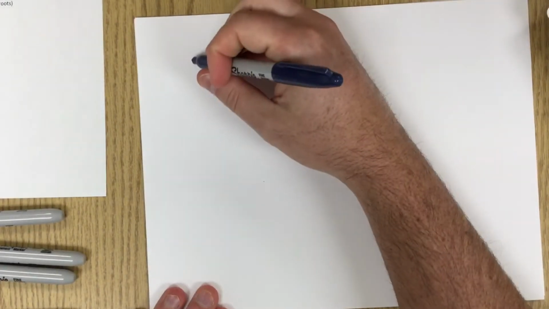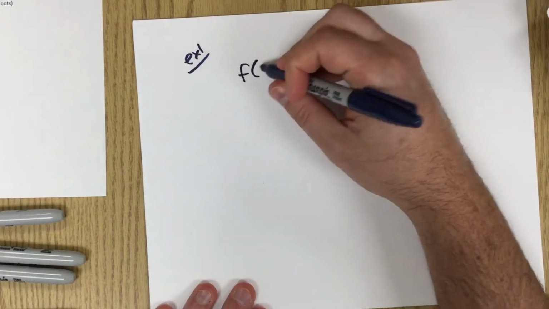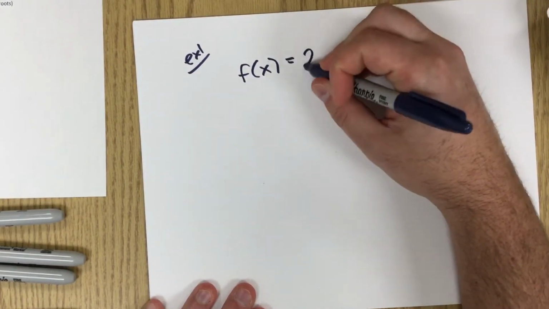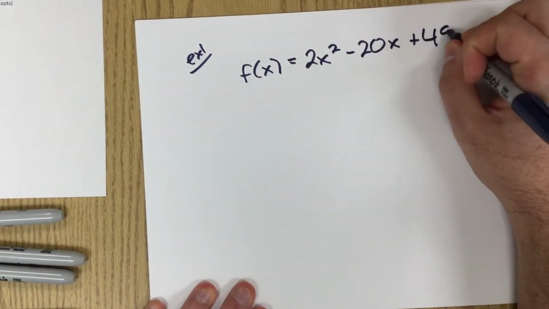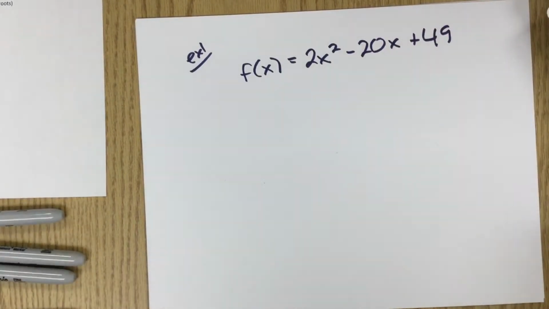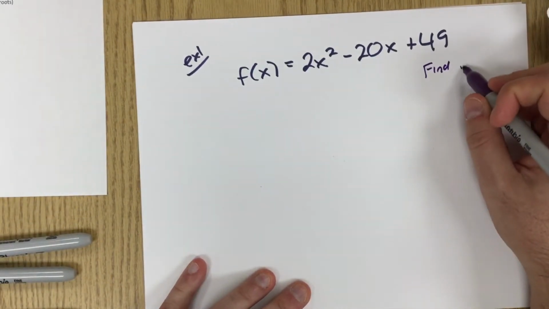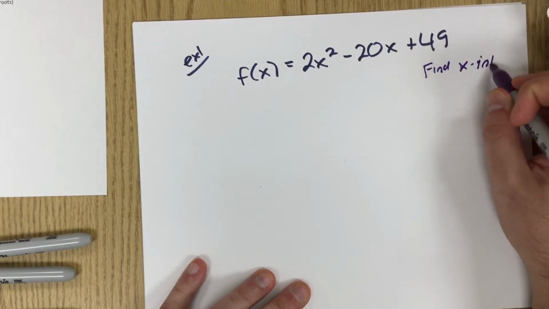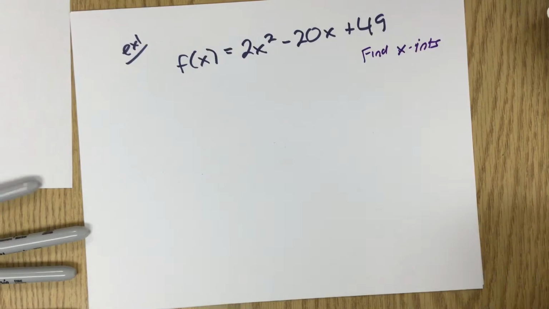So, for example, let's say example 1, f of x equals 2x squared minus 20x plus 49. And I want to find the zeros, so find the x-intercepts. So how do I find the x-intercepts? What I'm going to do is have the quadratic formula.